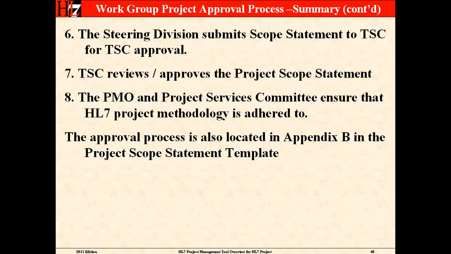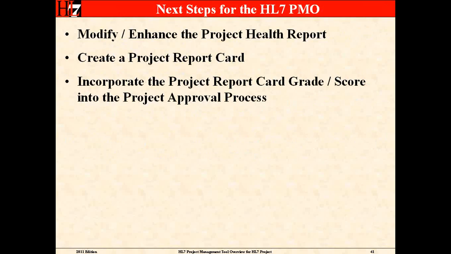That is the project scope statement with instructions. That's the file name there. So the next steps for HL7 PMO, like I said, we're going to continually modify and enhance the project health report. I'm going to be creating a project report card, and from that report card, assign a grade or score to each work group, and then work with the TSC to incorporate that grade and score into the project approval process. Right now, the approval process doesn't look at whether a work group is keeping up with the existing projects they have right now. If they have too many projects, can they actually handle another project? If they can't, we'll want to be able to address that.